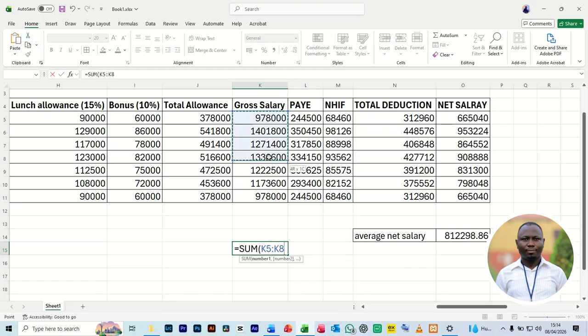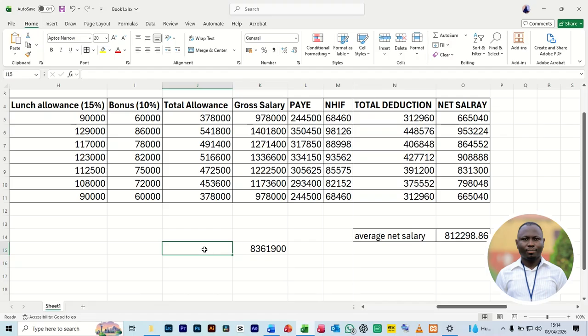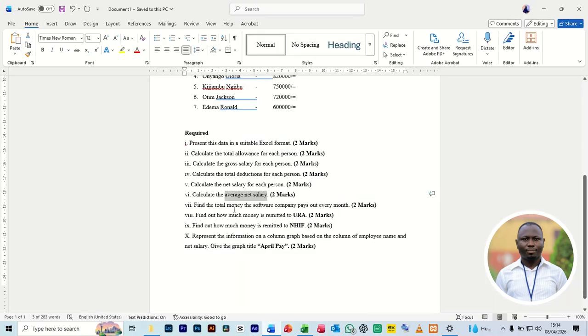We're going to sum up the gross salary, close, and then this is the total amount the organization pays. Let me say: organization pays this amount at the end of the month towards salary. Okay, we have already answered that question. Find the total money. Okay, that's what we've just answered.